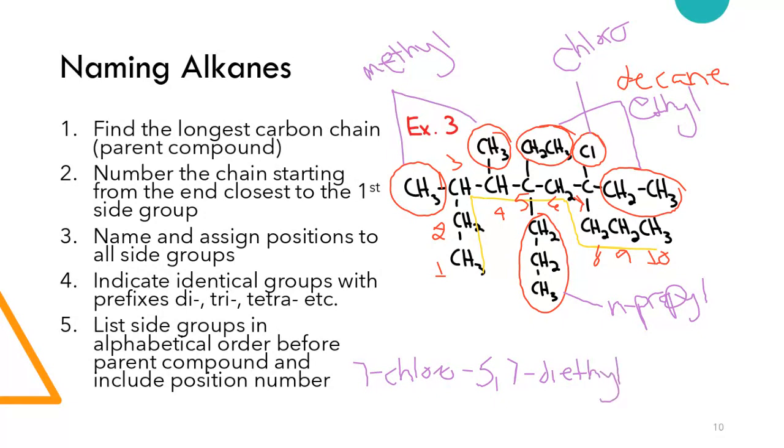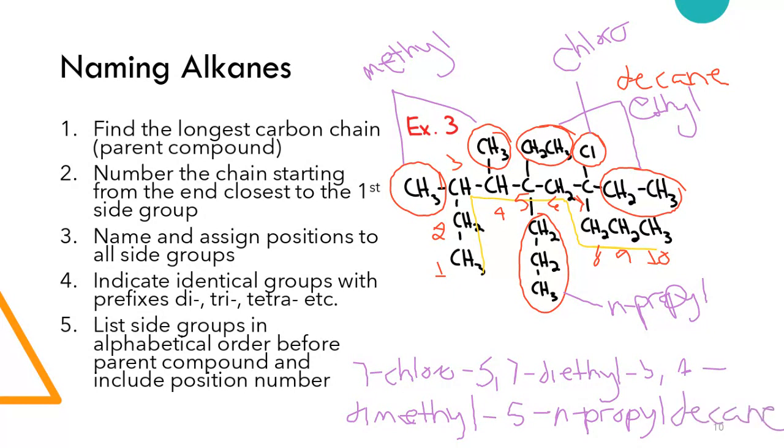Okay. And my next one, 3, 4 dimethyl. Okay, and then my last group is going to be 5 N-propyl. And my parent compound is decane. Does that make sense? Got that?